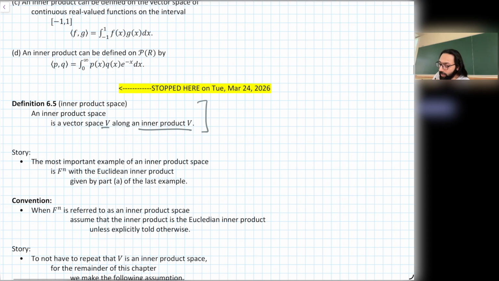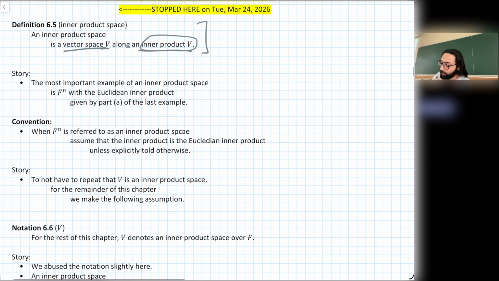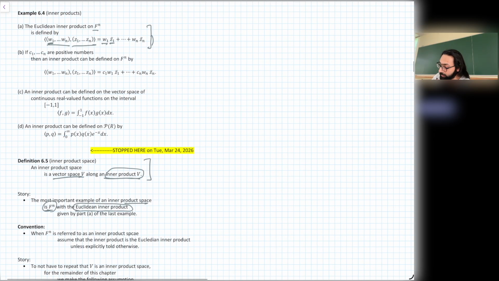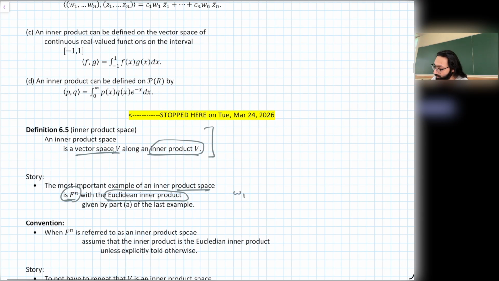An inner product space is just saying you have a vector space and you have a notion of inner product defined for the vector space. There's nothing really deep. Normally when you're defining a vector space, you don't necessarily need to also define the inner product; you can define a vector space independently. And the most important example of an inner product space is Fn, Fn with the Euclidean inner product. The Euclidean inner product is exactly the one that I described here. So if you have w1, w2, up to wn, and you take an inner product with z1 to zn, this is just going to be w1 times z1 bar, and so on.